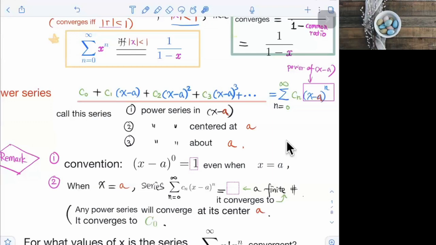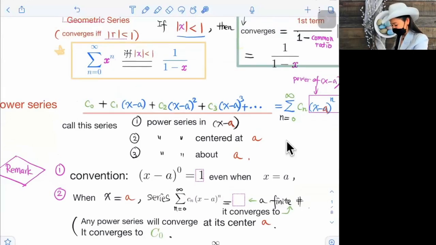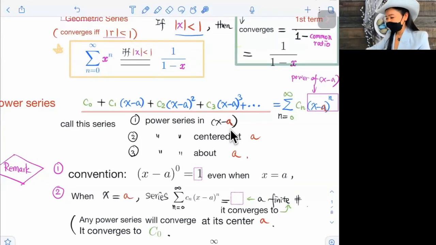Every term that has x minus a, when x equals a, is going to become 0, right? So all 0, and only which one survives? C0 survives. Only the first term survives, C0. So the series here is going to be equal to C0.